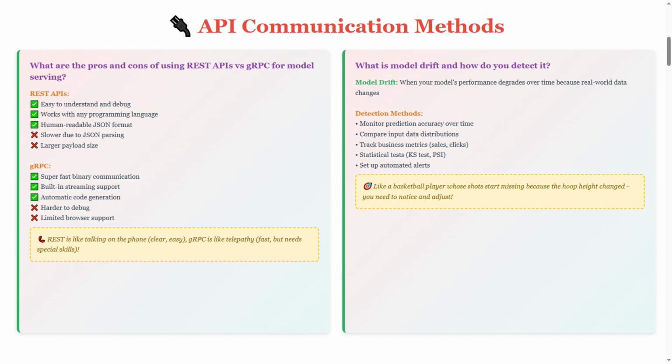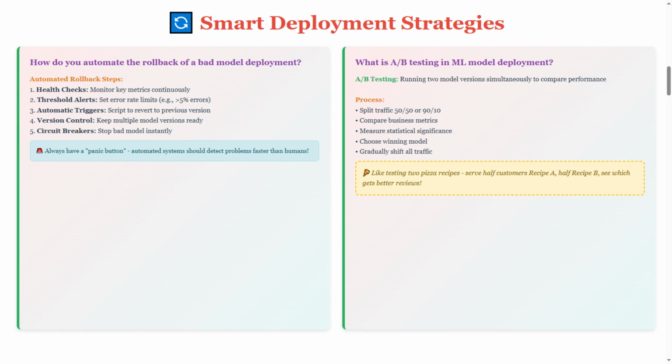Let's look at our analogy section. Like a basketball player whose shots start missing because the hoop height changed, you need to notice and adjust. Time for smart deployment strategies, the clever ways to update your models safely. First question: how do you automate the rollback of a bad model deployment?